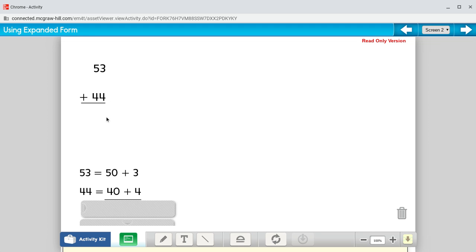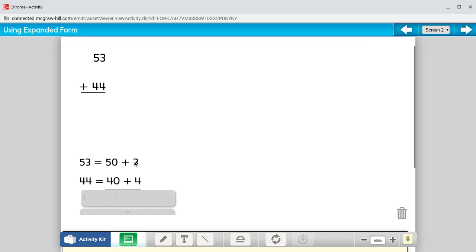And I know that's a little different because you guys are used to reading from left to right. So our brain wants to add from left to right. But in math, with addition, subtraction, multiplication, we have to start in the ones place. We have to start from the right to the left. All right, so here it's broken down.